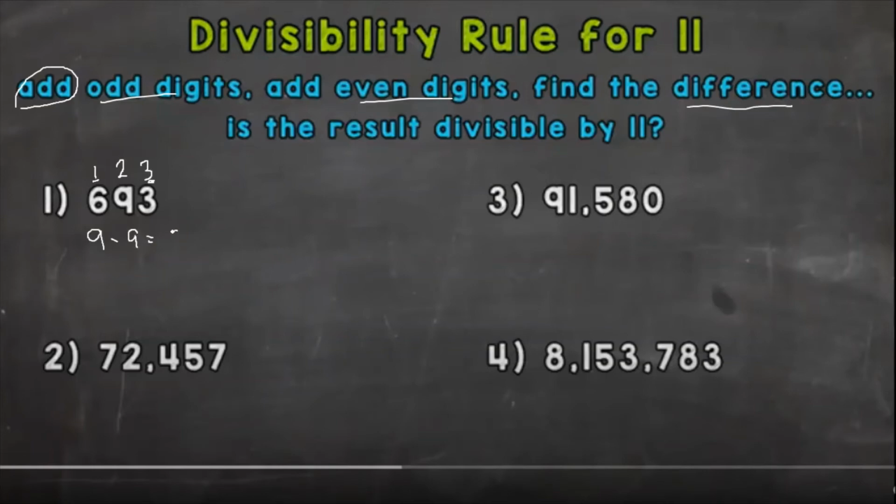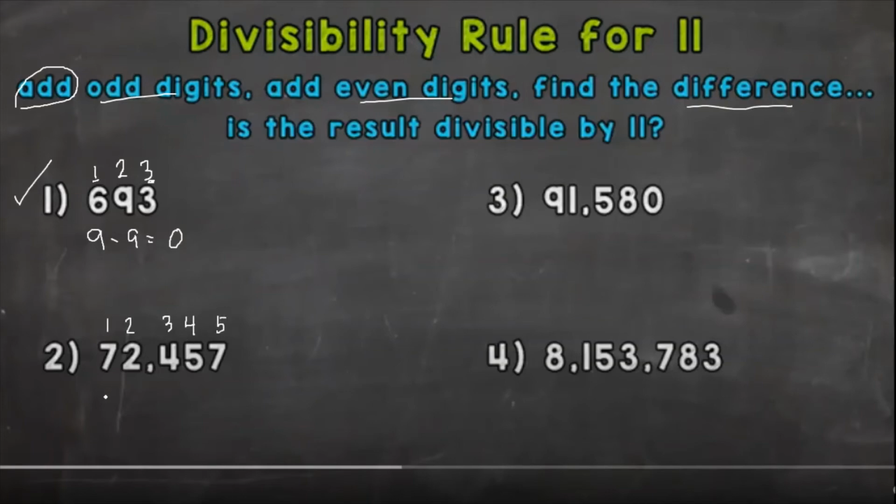Okay, so 0, as we all know, can be divided by any number. So it means that 693 is divisible by 11. Okay, so let us try to answer number 2. Now let us number our digits here and identify the odd digits and the even digits. So we have here 1, 2, 3, 4, and 5.